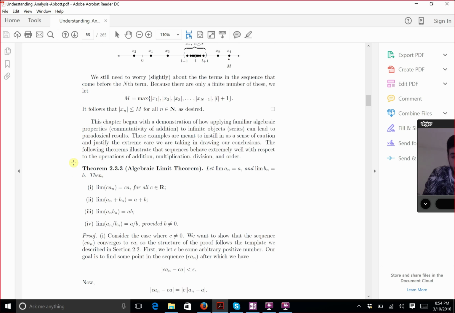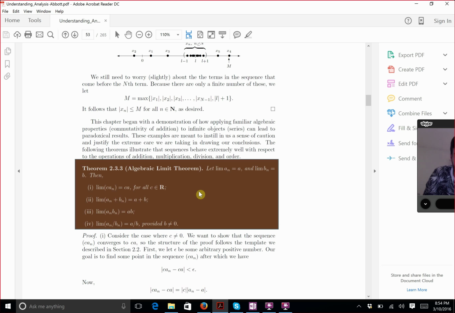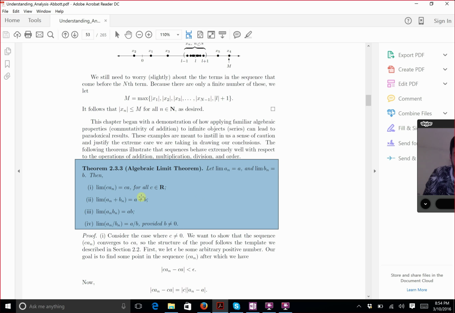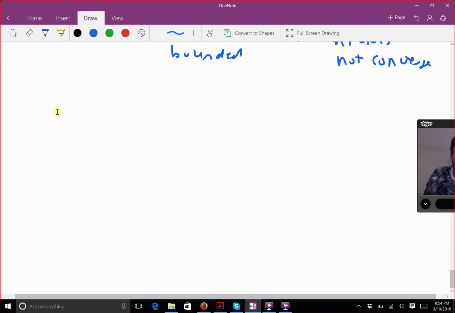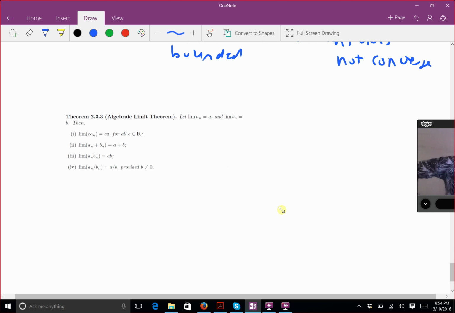This is another theorem, and I won't go through it. It's a pretty simple theorem. It just says that if you have two sequences that converge, then the limits of these sequences behave like you would expect them to. I'm just going to put this in here, but I won't prove it. This is pretty easy. It's important, but I don't think we have to go through this.